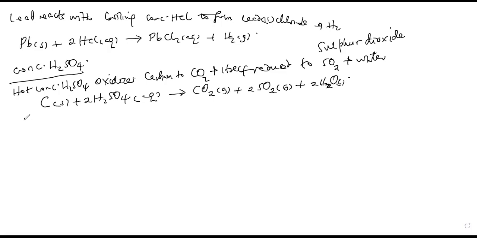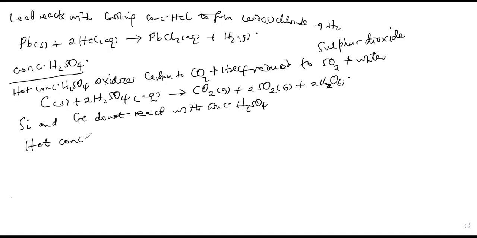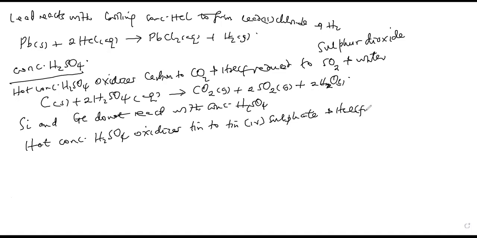Silicon, that was carbon, silicon and germanium do not react with concentrated sulfuric acid, but tin is oxidized. So hot conc sulfuric acid, being an oxidizing agent, oxidizes tin to tin(IV) sulfate, and is itself reduced to sulfur dioxide and water.